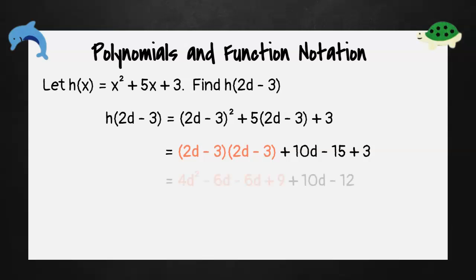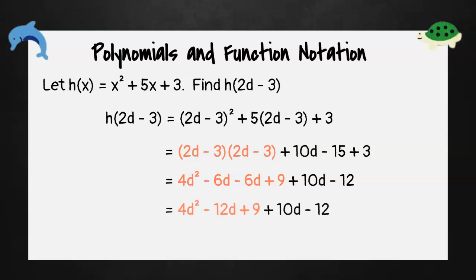I can go ahead and FOIL or use the box method. I can combine my like terms together, which is going to get me that minus 12d as my middle term. Now you can combine like terms together. So the negative 12d plus the 10d is going to get you that minus 2d. Then the 9 and the minus 12 is going to get you that negative 3.